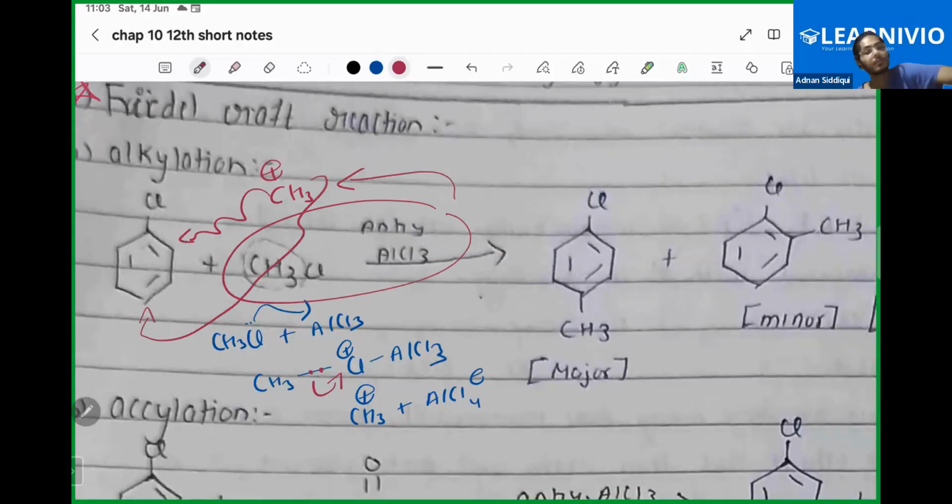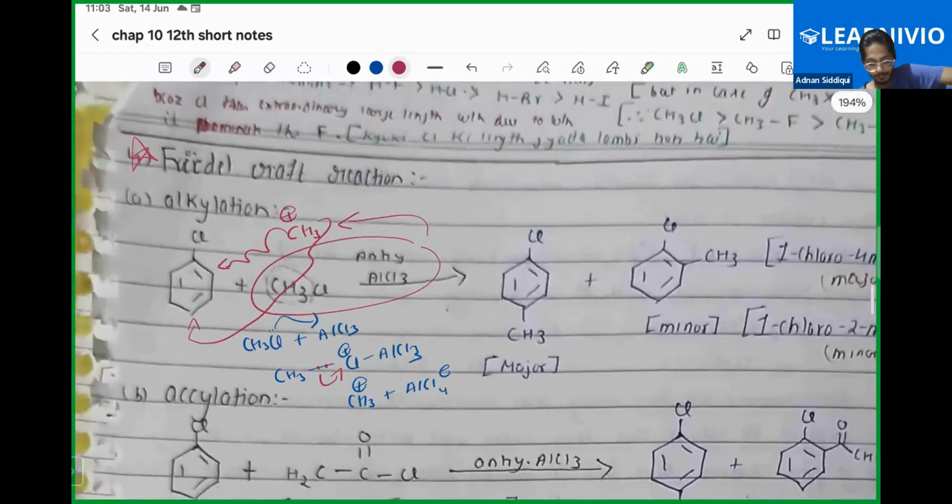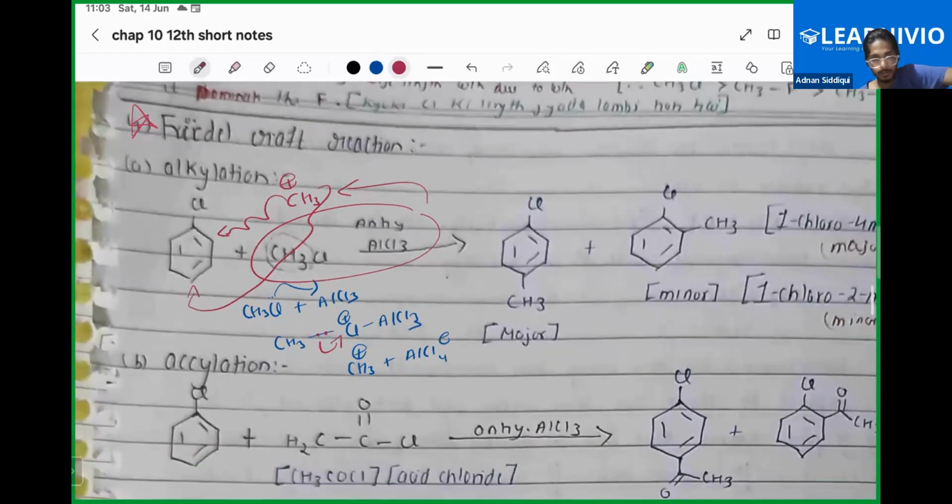Is it clear? Please try to note this down, how CH3Cl is attacking AlCl3 and how this is the actual electrophile.